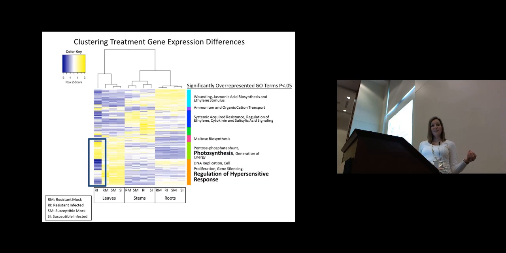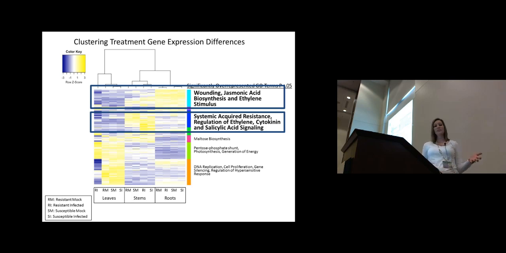The brightest colors that we see on this heat map are both seen in that regulation of the hypersensitive response, where the resistant plant changes direction of expression, and also in photosynthesis, where we have a brighter yellow, so the resistant plant is expressing them to a greater degree. So this heat map is showing that even the same gene can either be expressed to a greater degree due to treatments or in the opposite direction.